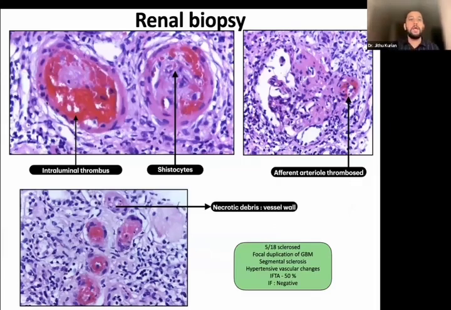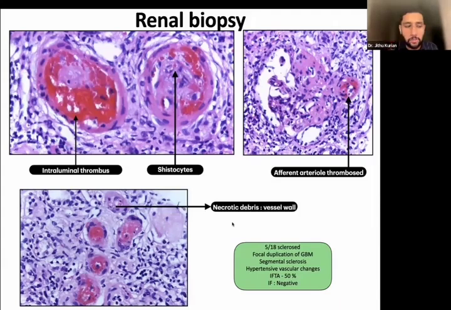And the biopsy showed predominantly vascular thrombus. So you had intravascular, in the afferent arteriole, multiple small arteriolar thrombi. You can appreciate the schistocytes here. The vessel wall also had necrosis. The afferent arteriole looks thrombosed. And here you can see some necrotic debris within the vessel wall.